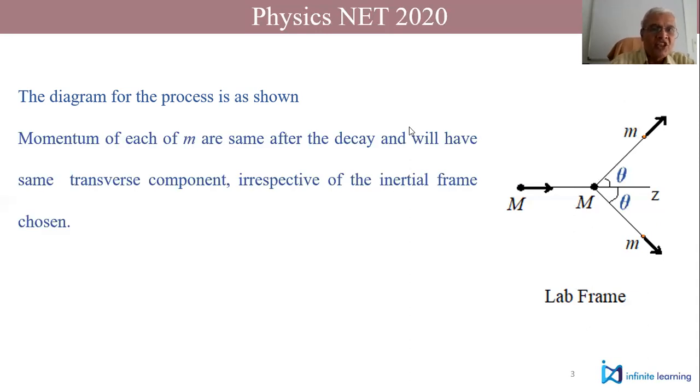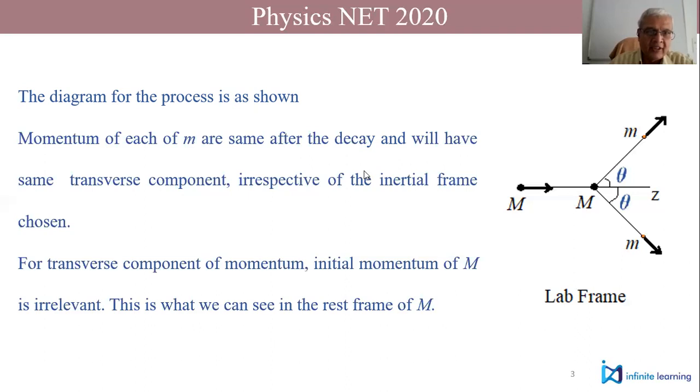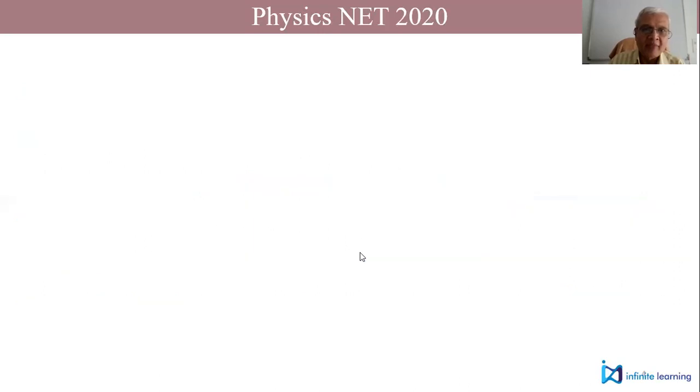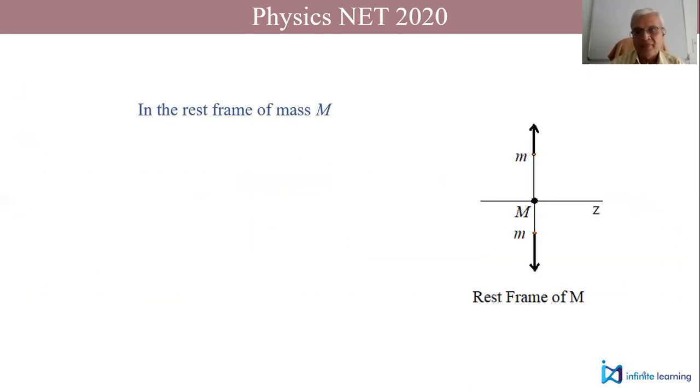So the momentum of each m is the same after the decay and will have the same transverse components irrespective of the inertial frame chosen. The transverse component of the initial momentum is in this case irrelevant, because you want to find the transverse component. So what we do is we go into the rest frame of capital M. If we go into the rest frame of capital M, the whole process looks like this.